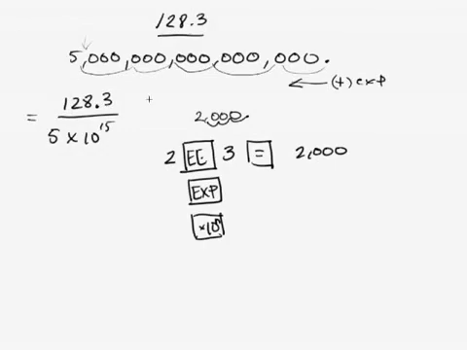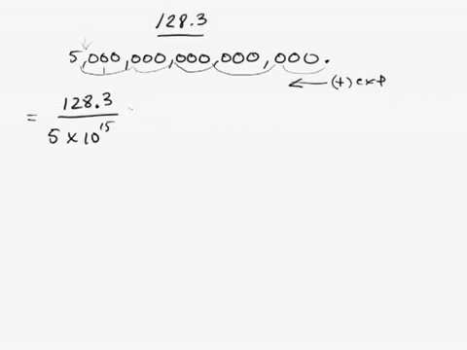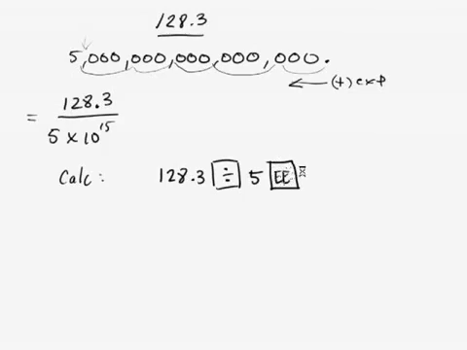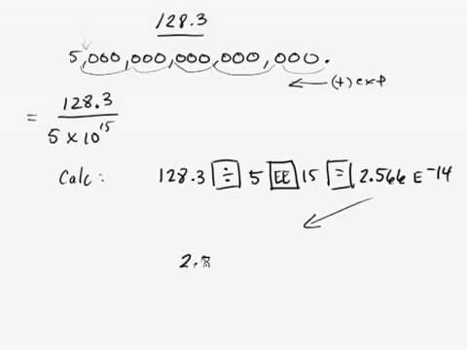So let me get rid of this here. Alright, I'm going to type this in with you guys. So you're typing in on your calculator 128.3 divided by, type in 5, then shift something, you should get EE, and then you type in the exponent 15, and then push the equal button, and you should get 2.566 e to the negative 14th, which basically is 2.566 times 10 to the negative 14th power.